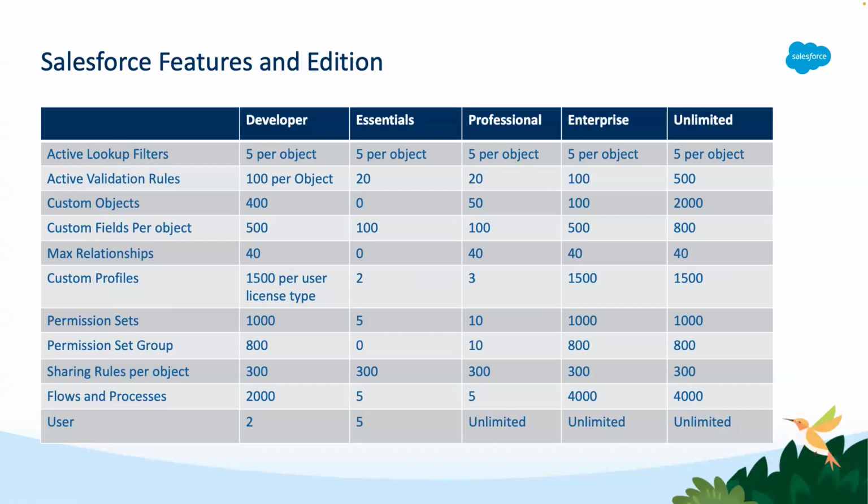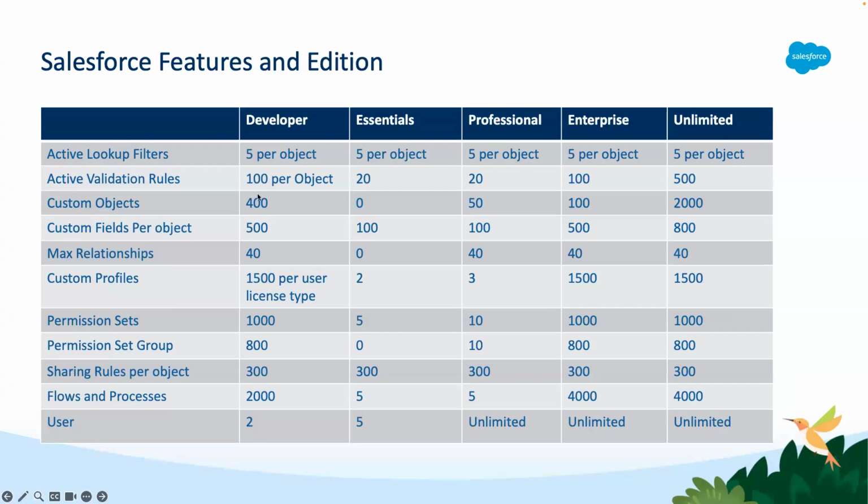But look at the number of automations that I can build in here, 4,000. While in essential and professional, I can have 5. In developer, I can have 2,000. That is why we use developer environments to build your POCs, evaluate features, or keep your reusable frameworks or code in here.